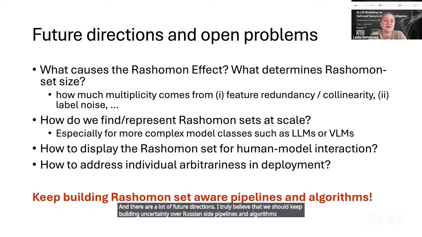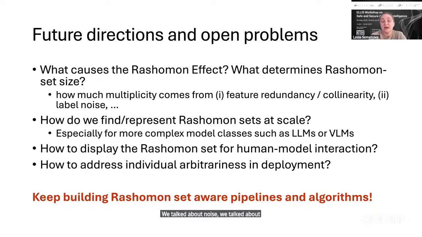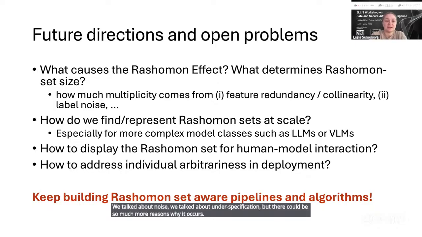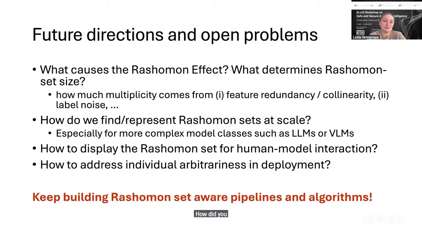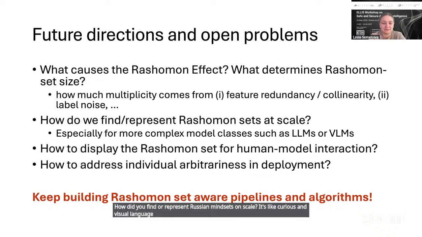Some of the open directions include the causes of the Rashomon set. We talked about noise, we talked about underspecification, but there could be so many more reasons why it occurs. Maybe it comes from feature redundancy or collinearity. There could be more studies on different types of noise. How do we find or represent Rashomon sets at scale? It occurs in vision language models and large language models, and not only at the model size. It's a multiplicity of representation, and multiplicities can occur within different layers as well.